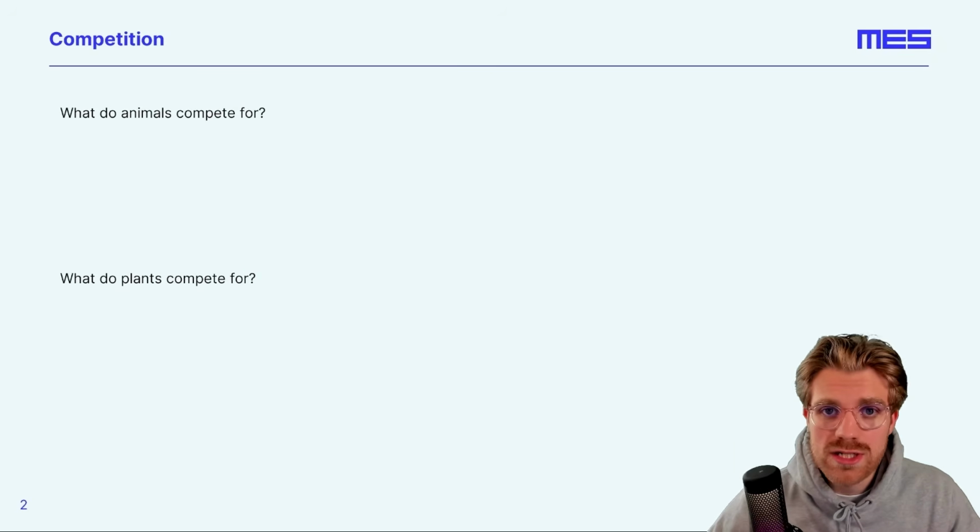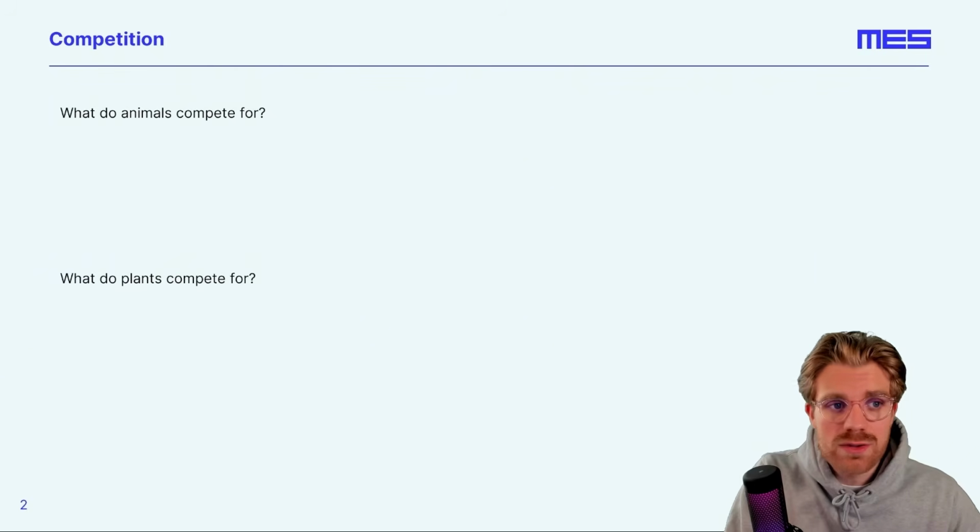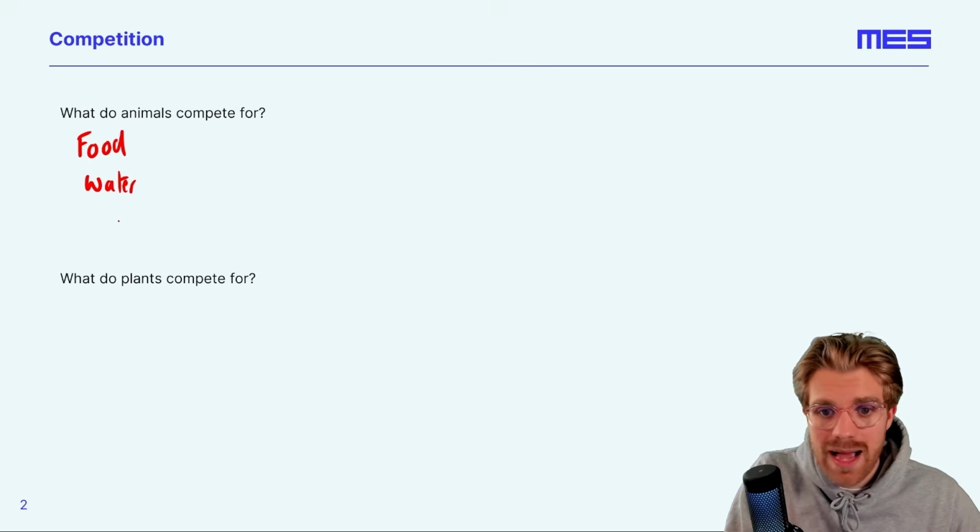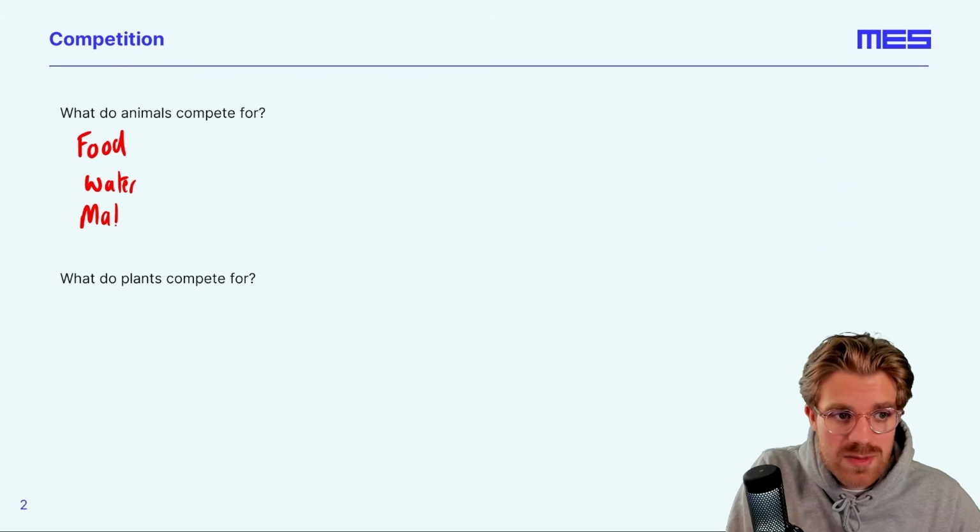So, what do organisms compete for? Well, animals may compete for food, they may compete for water, perhaps mates if they are the same species. They might also compete for space or territory, or perhaps shelter.